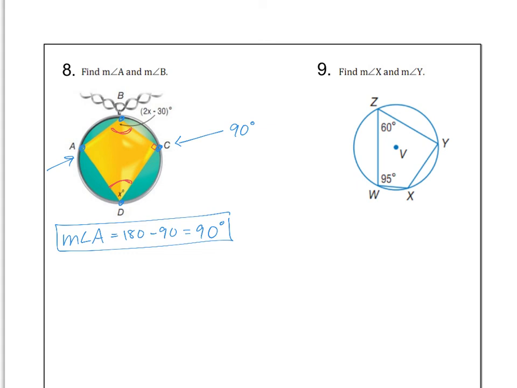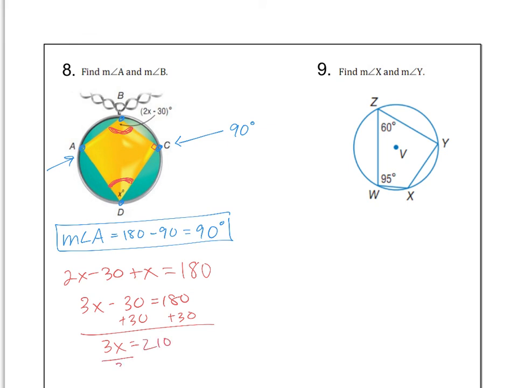But instead of setting it up like I did last time, I'm going to make an equation. I'm going to say the 2x minus 30 from angle B plus the x from angle D, those together will add up to 180. Go ahead and just use normal algebra. So you're going to have 3x minus 30 equals 180. Add your 30. You wind up with 3x equals 210, and divide by 3. x equals 70, but that's not our final answer.